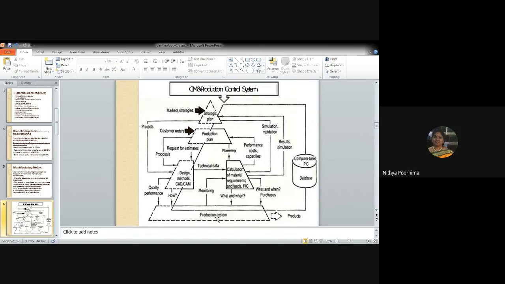When all this is happening, all this data is stored in your computer based data system, right? Once it is stored here, at any point for the next production cycle also, these act as a prerequisite for starting your production plan.